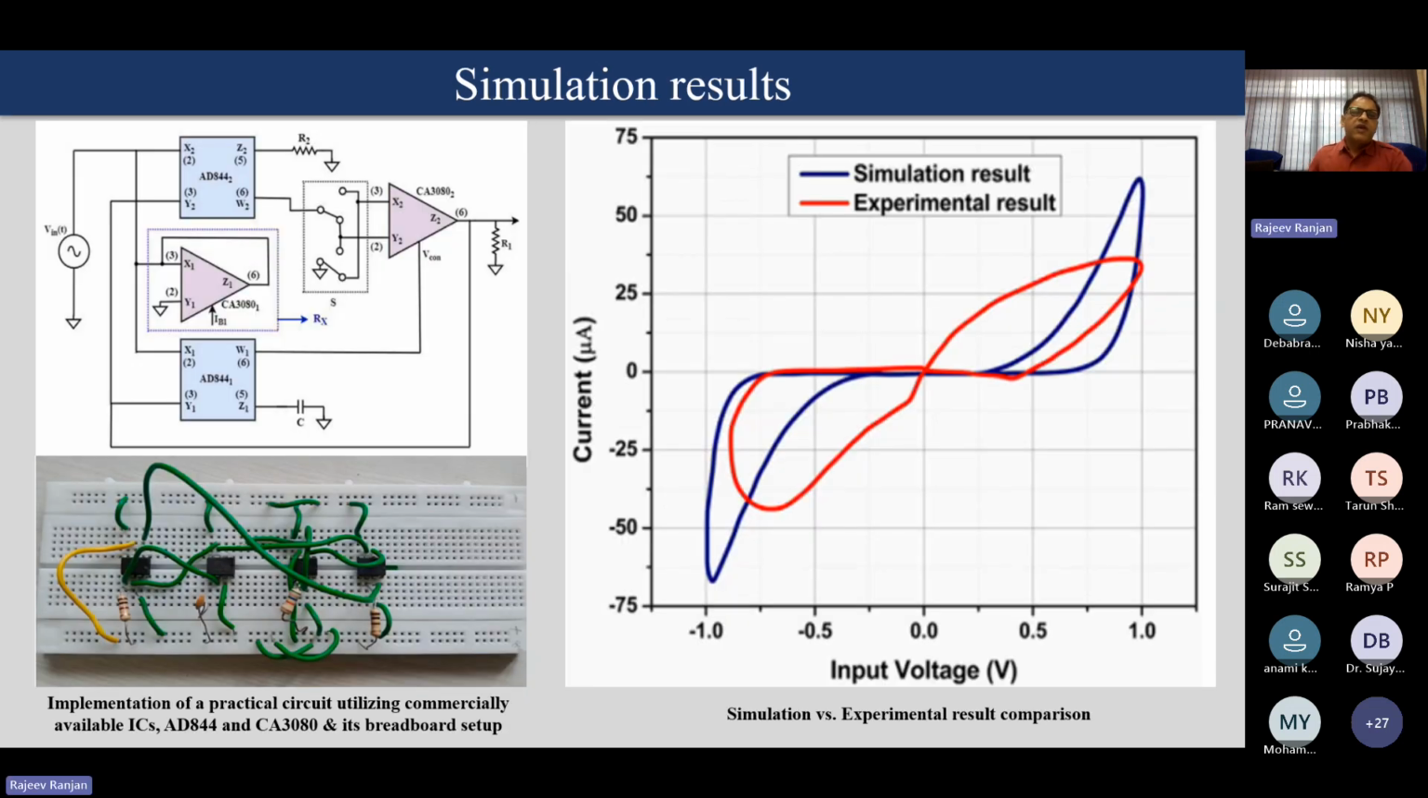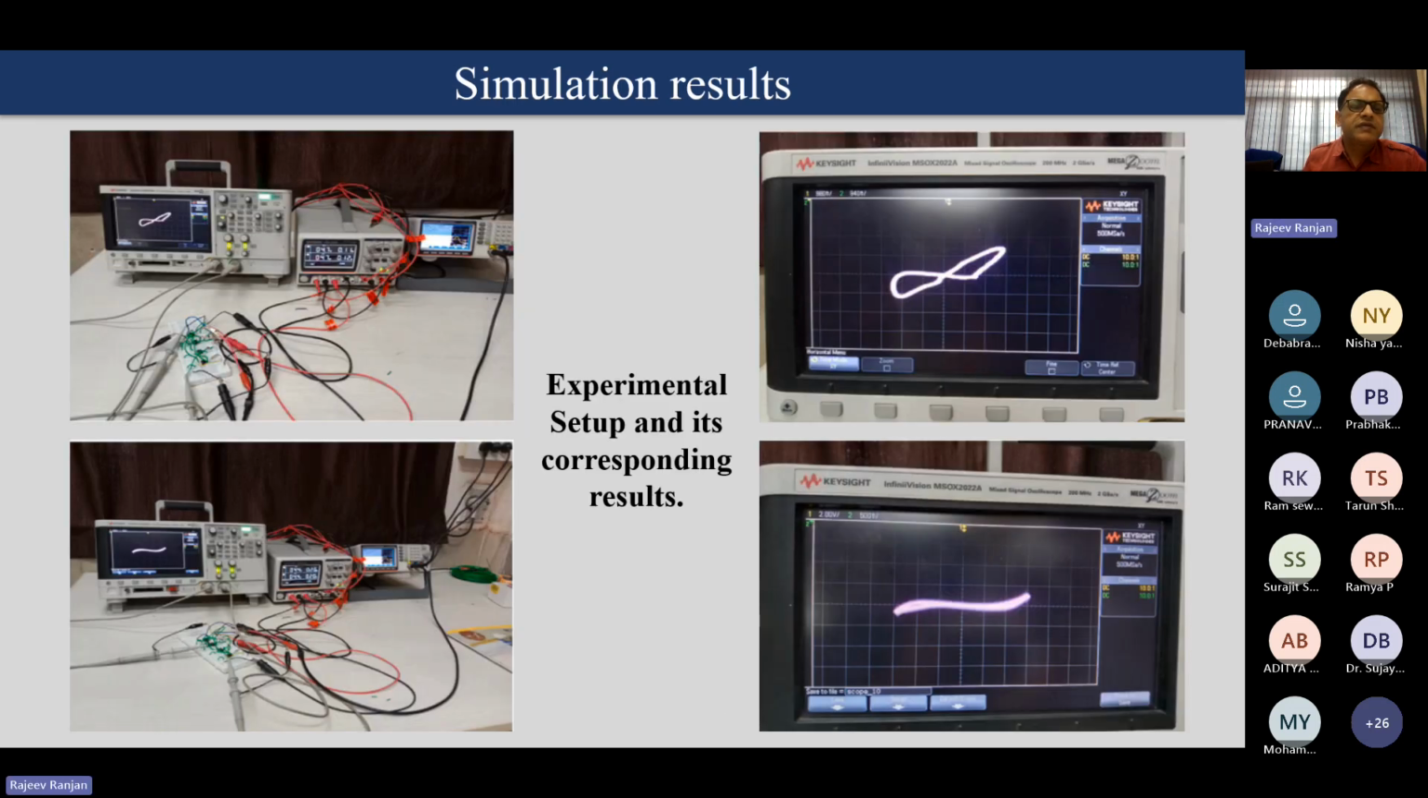Now we have tried to do the experiment of this Memristor emulator. We designed this 4CTA based Memristor using 88.4.2 OTA. We did the testing in the laboratory and received this experimental result. This is the simulation based result and this is the experimental result. Here is the experimental setup, and the corresponding result is shown here. This is the low frequency, this is the higher frequency.